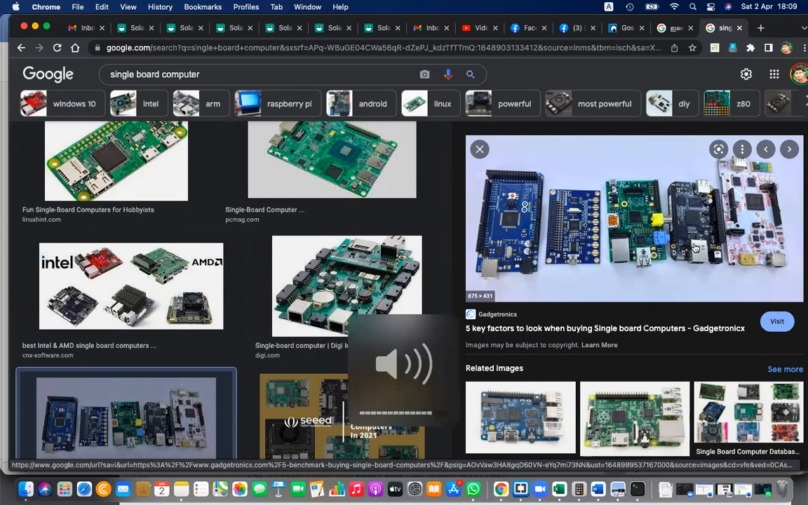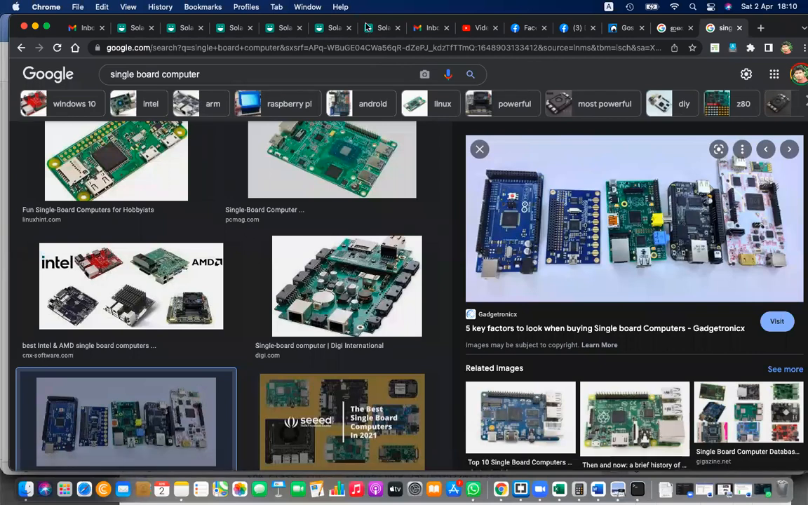So why these single board computers? Where are these single board computers used? Senali, what do you think? Where are these single board computers used? Yes? Any idea? Single board computers, where are these used? Any idea?